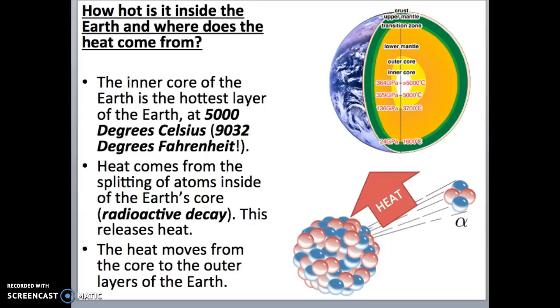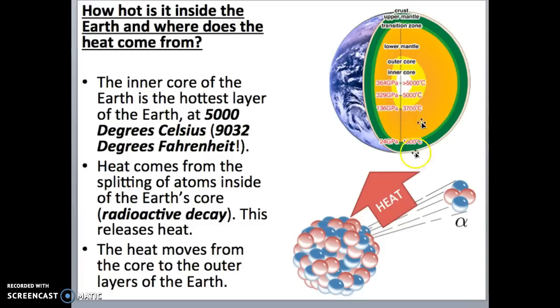But scientists can make predictions based on data that they can use from these studies. Okay, so how hot is it inside the Earth and where does the heat come from? You already know that it's really, really hot in the center of the Earth, 9,000 degrees Fahrenheit. In this picture it's in Celsius, but if you convert that to Fahrenheit, it's really hot.